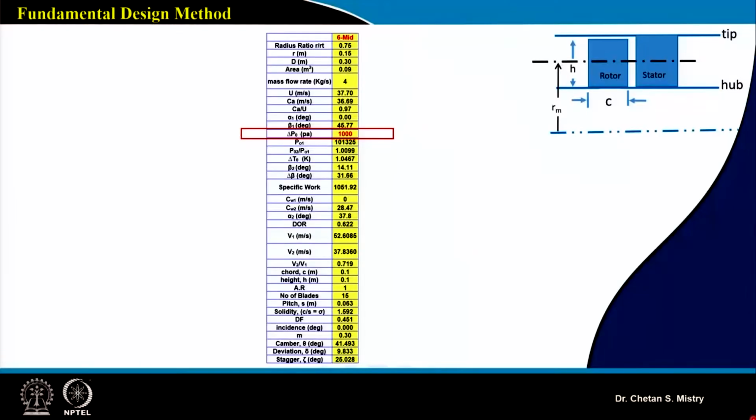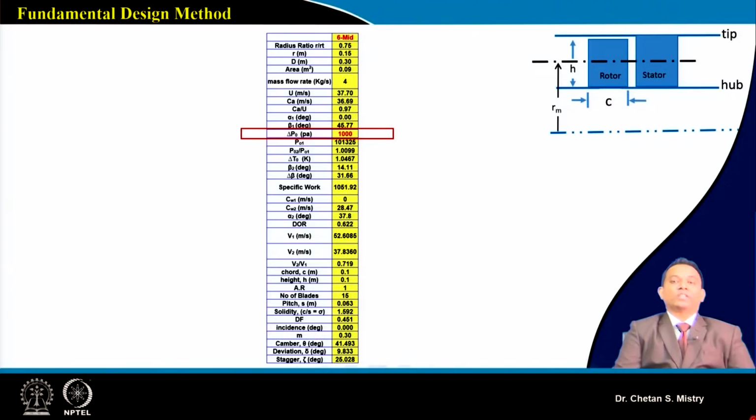So for the fundamental approach, we are taking our mid station calculation, similar to what we have done for the free vortex concept, by considering our total pressure rise to be 500 at the mid station. Based on that, we have done our fundamental calculation of different velocity components, different flow angles, degree of reaction, diffusion factor, de Haller's factor. We also have calculated different flow angles, say incidence angle, deviation angle, camber angle, stagger angle. So at mid station, all these numbers are known to us now.